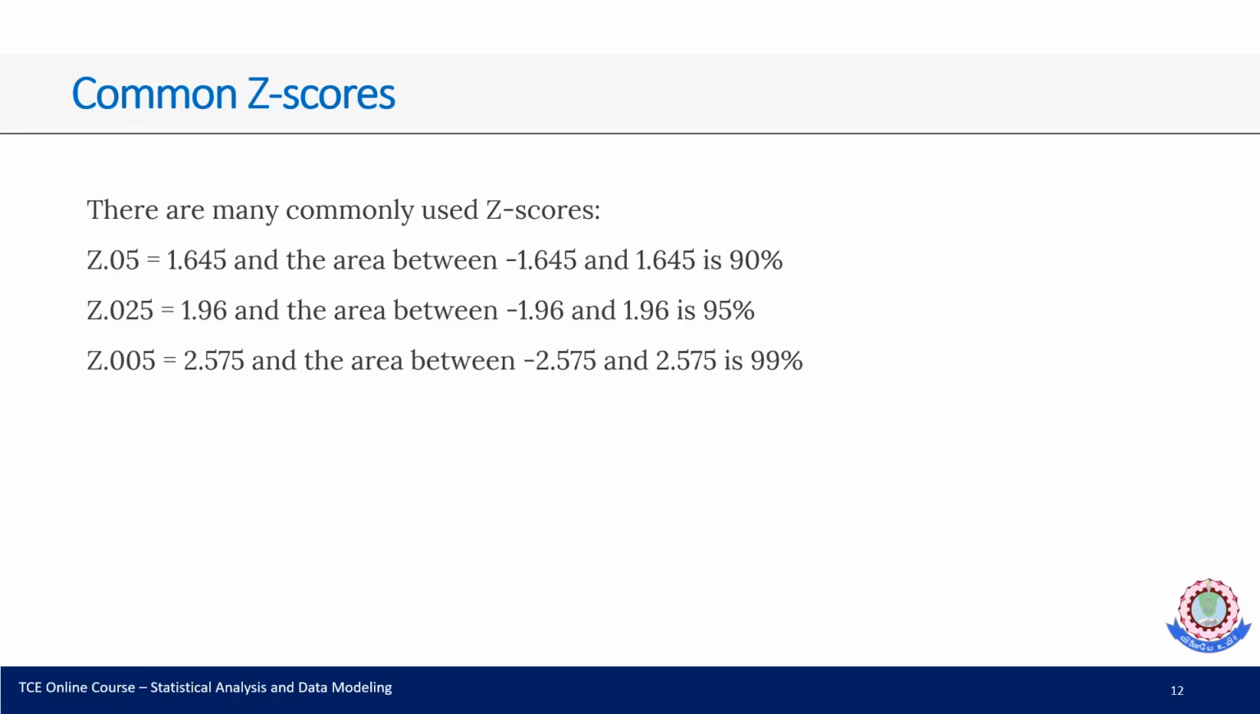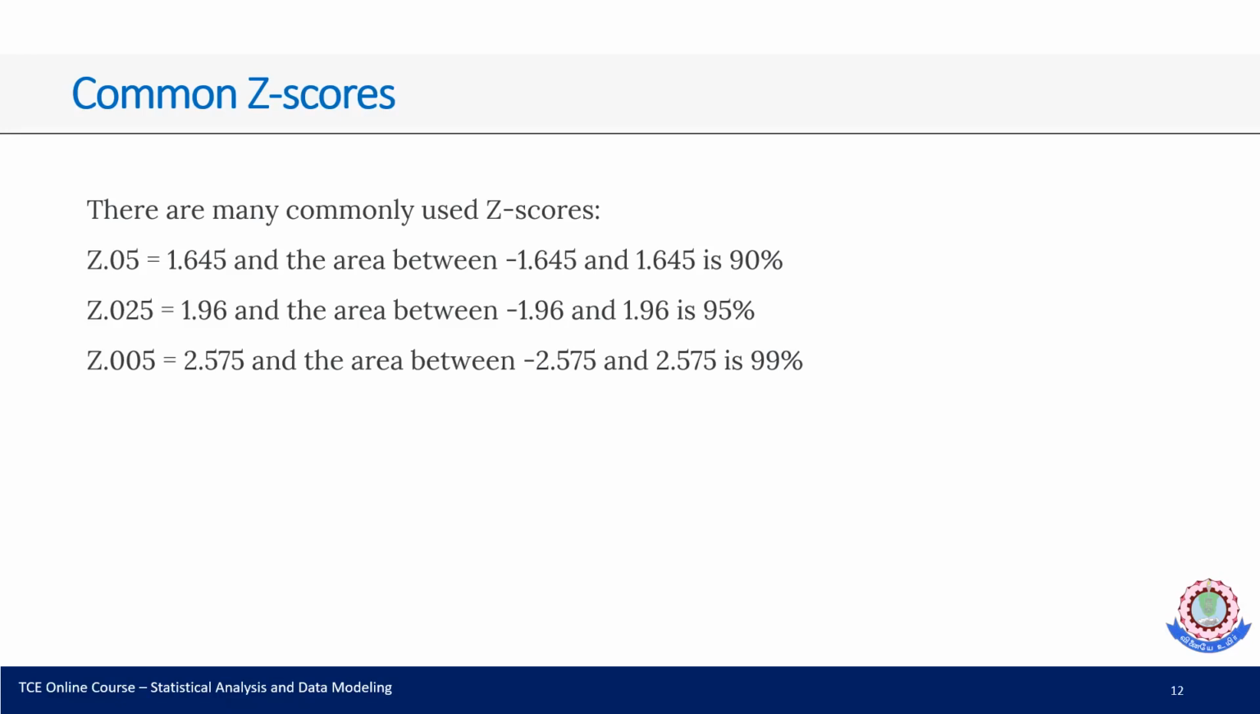So these are some of the common scores. Whenever your tail value is 0.05, you are going to have the associated Z value to be 1.64. So your area is between the range of minus 1.645 to positive 1.645, and your percentile is 90. Likewise, when the tail value is 0.025, the associated Z value is 1.96. So your range is between minus 1.96 to plus 1.96.